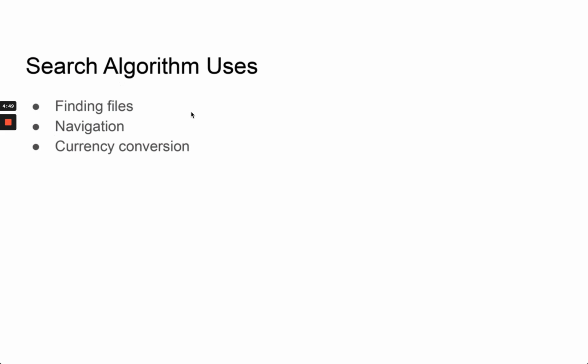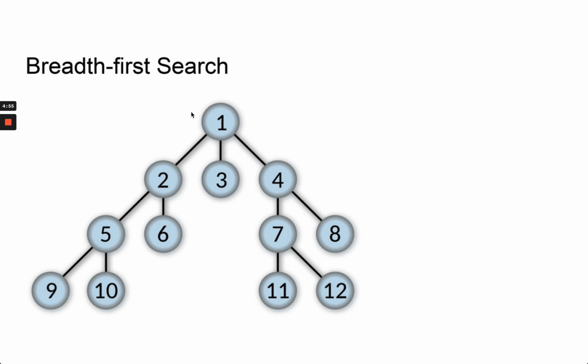And let's define the 2 main basic search algorithms. The first one is breadth first search. So in breadth first search, what you do is you go layer by layer. So breadth first, you don't dive deep, you dive broad. So this is the order that if you started here at 1, this is the order you would visit nodes in a breadth first search.